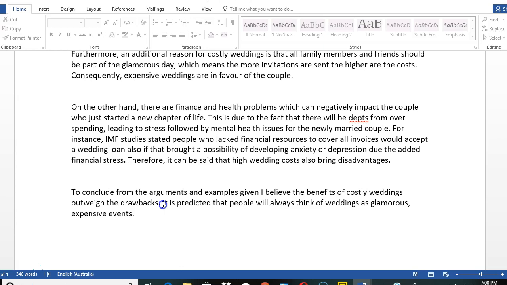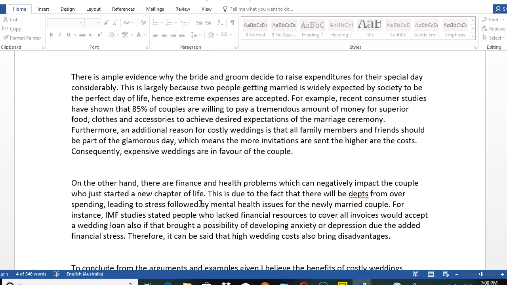or stressful weddings may get, we may predict that people will still think of weddings as glamorous, lavish, worthy events. So this is very categorical, very categorical. So what do we have?